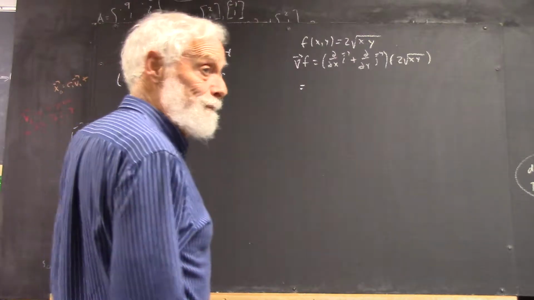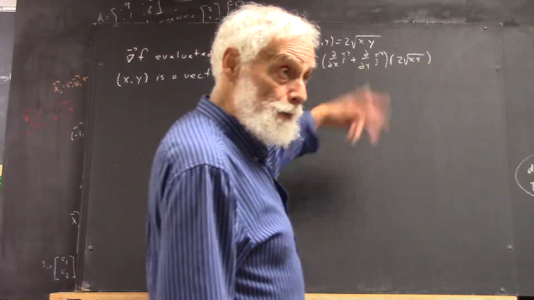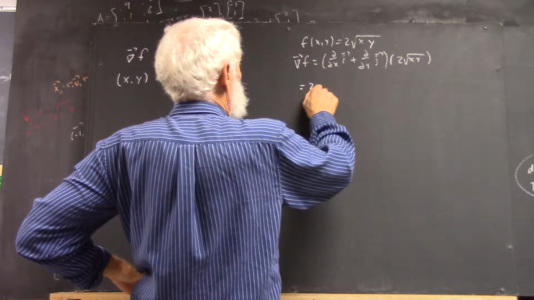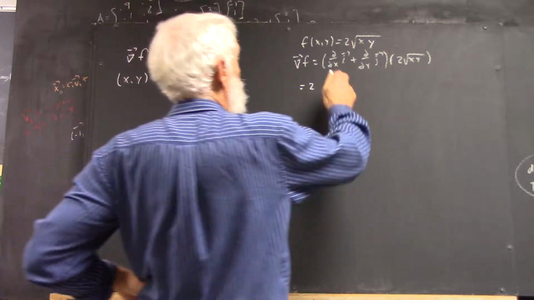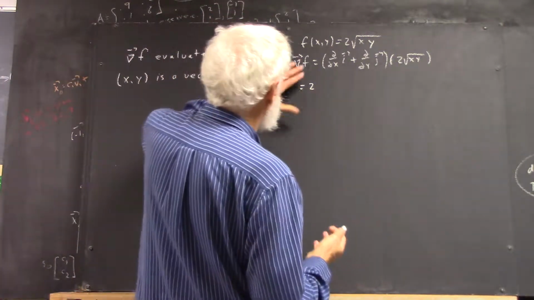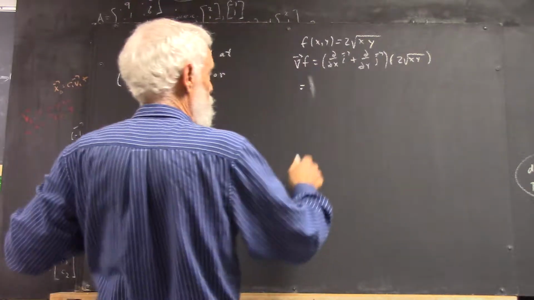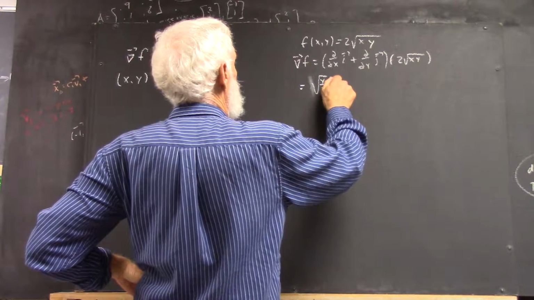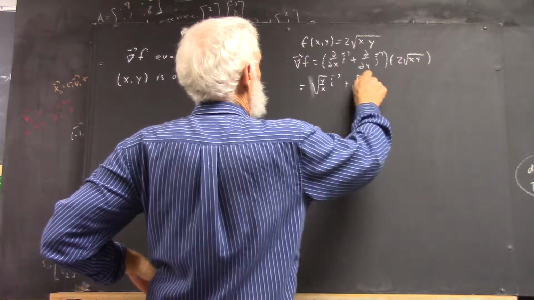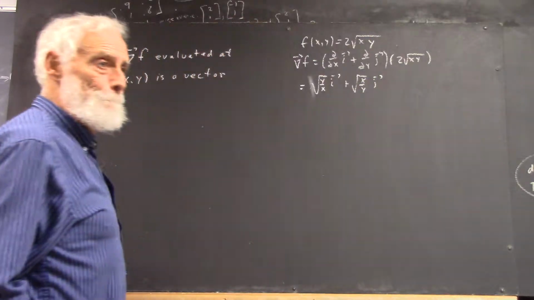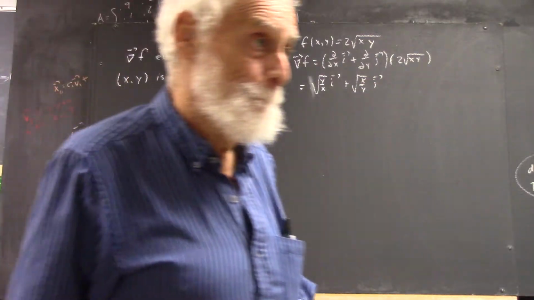Okay? Now you can always pull out constants because we're just doing derivatives. So I'm just going to pull out the 2. And then the partial with respect to x of x, y. Actually, I'm not going to pull out the 2. I'm just going to do it. Okay, it's a square root of y over x, i, plus the square root of x over y, j. Okay?